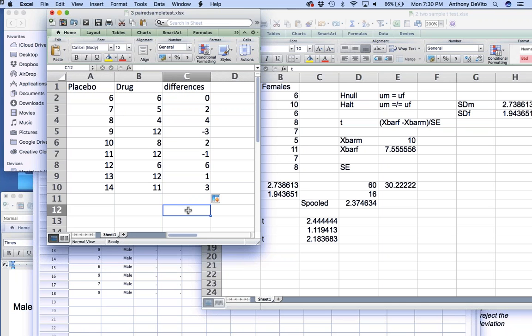So now what we're really interested in is, if there's no difference between the performance of the drug and the performance of the placebo, what would we expect the average difference to be? 0, right? We would expect the average difference to be 0 if the placebo and the drug work the same way, right? So let's find out what the average is.